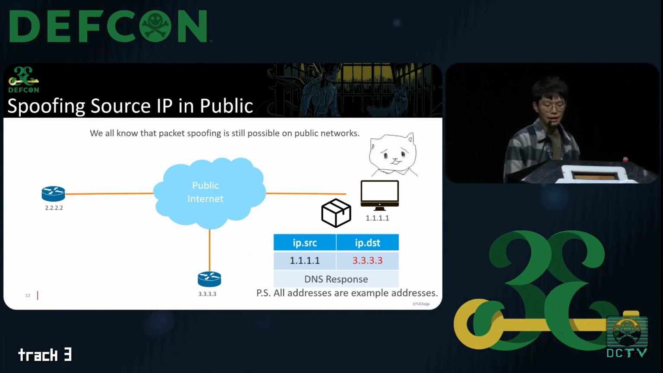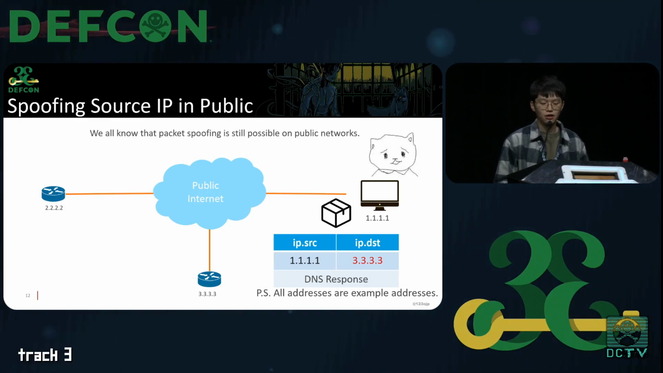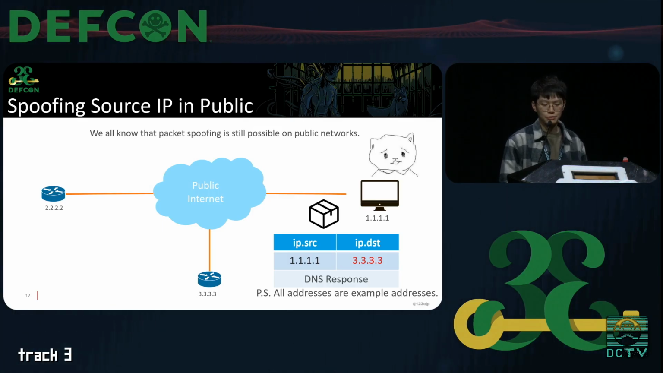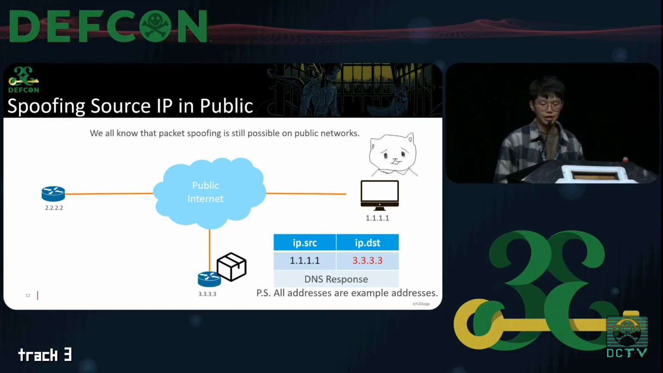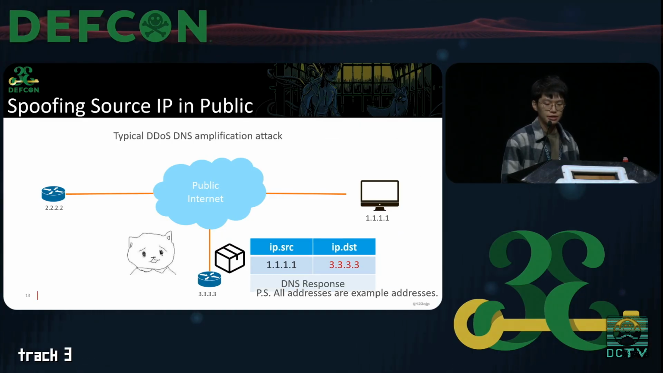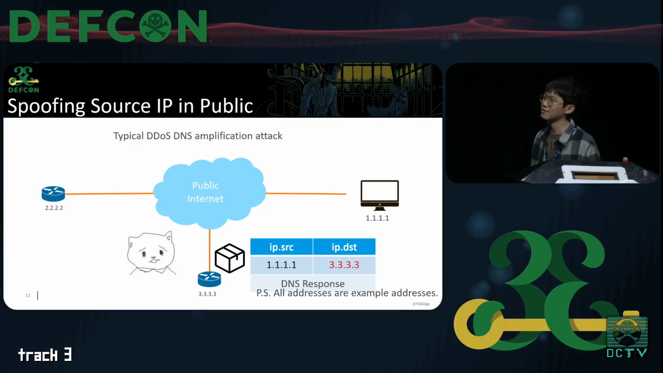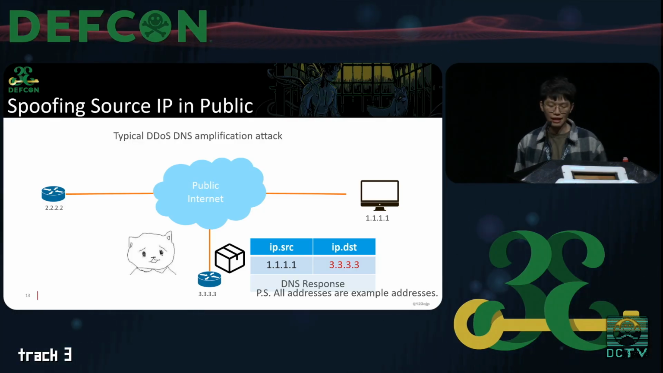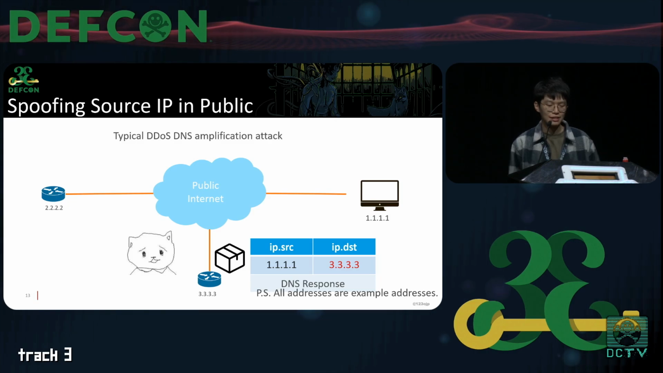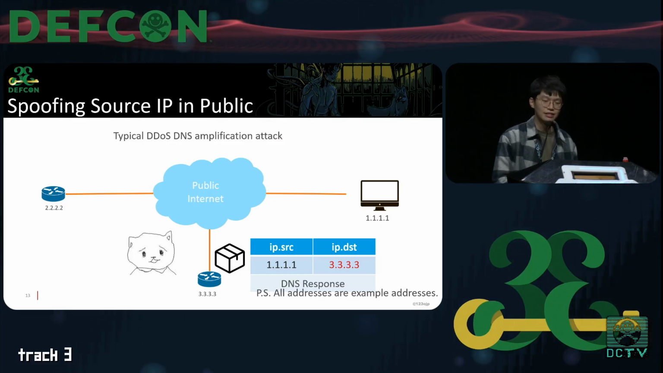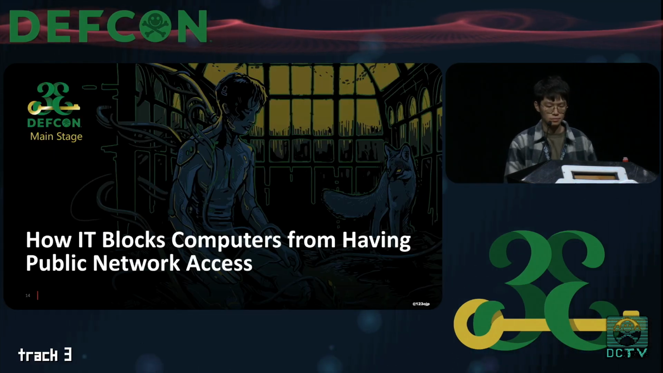And 1.1.1.1 will receive the packet, and it has no way to verify whether the packet is a spoofed packet or a valid one. And it will send the DNS response to 3.3.3.3. So 3.3.3.3 will receive the DNS response without making a request. This is a typical DDoS DNS amplification attack, and it still works nowadays.